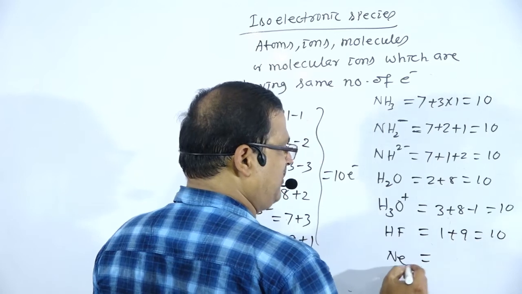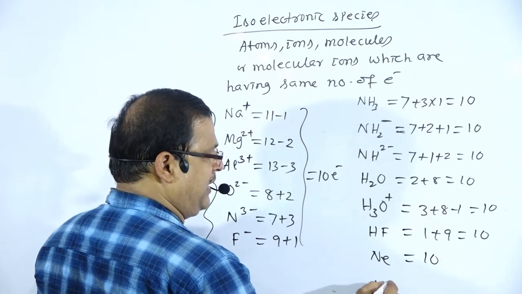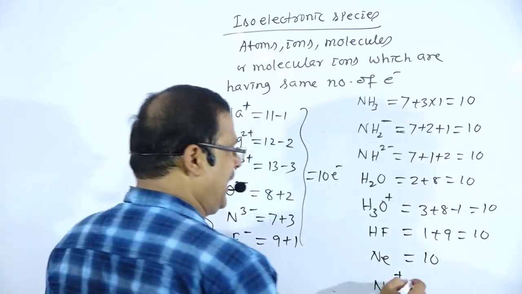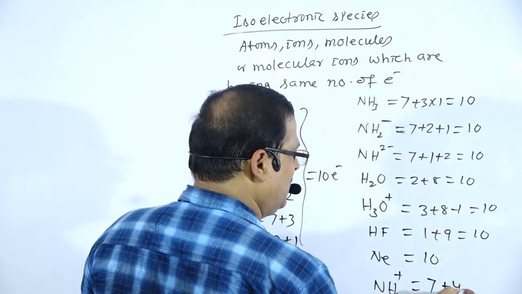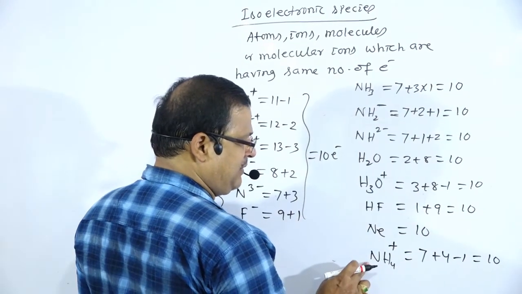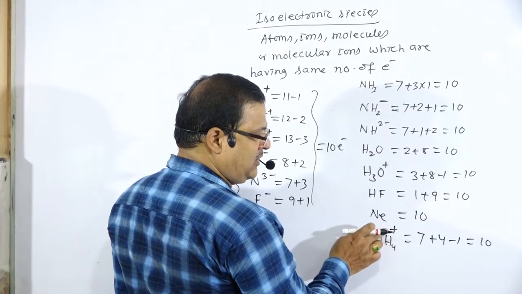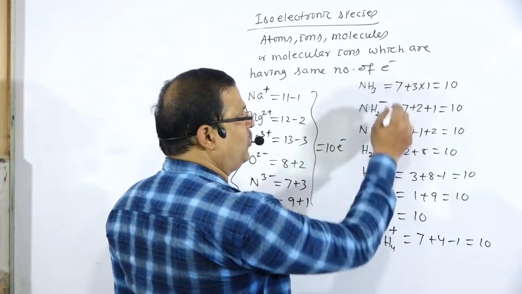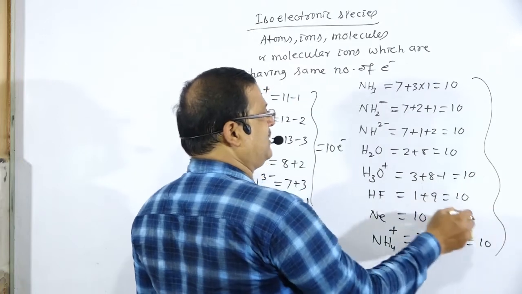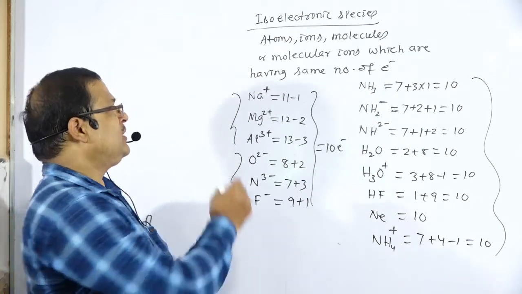Neon has atomic number 10, and if we take the ammonium ion NH4+, that is nitrogen 7 plus 4 minus 1, that is 10. Ammonium, nitrogen 7, hydrogen 1 into 4, it has lost 1 electron, cation minus 1, that is 10. So all these are examples of species that contain 10 electrons, therefore these are treated as isoelectronic. So this is one example.